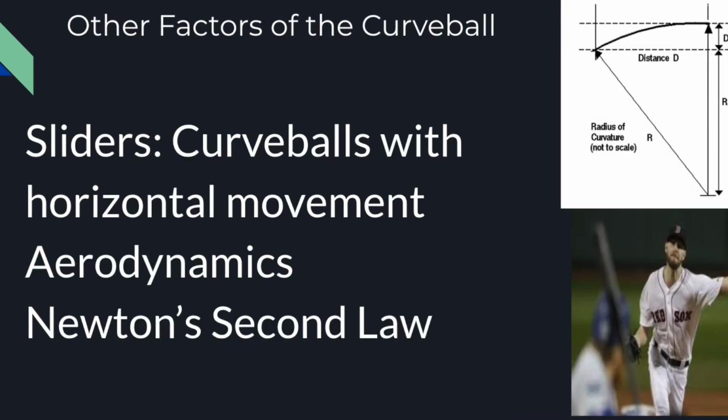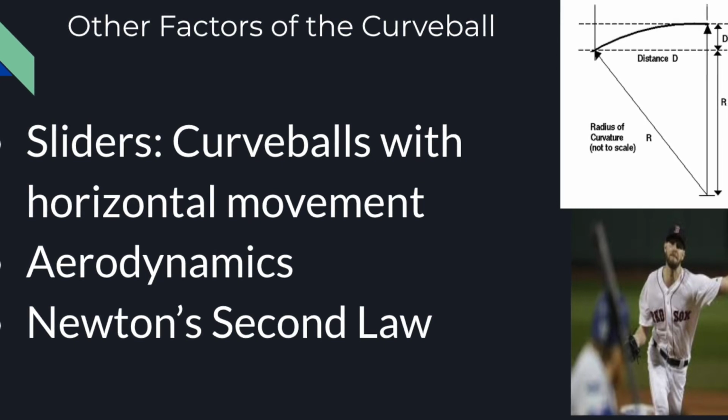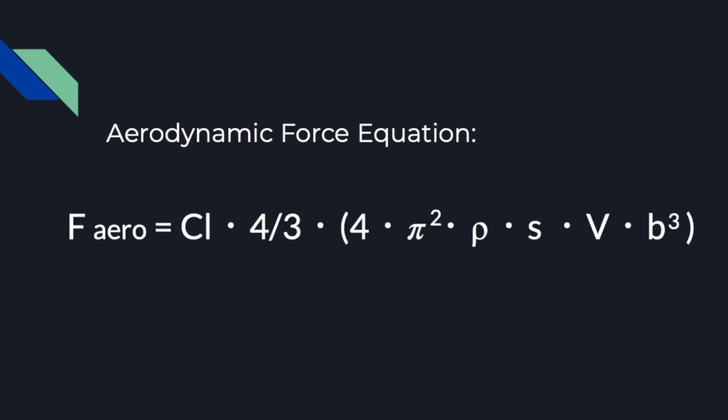Baseballs, like many other things that fly, rely on aerodynamics. For a slider, which is a variation of a curveball, the force of aerodynamics is equal to the coefficient of lift times 4/3 times the quantity 4 times pi squared times the density of air, which is, again, 1.225 kilograms per meter cubed, times the spin of the pitch, which is measured in revolutions per second, times the velocity of the pitch, times the radius of the baseball, for which a standard MLB ball is about 3.65 centimeters, cubed.